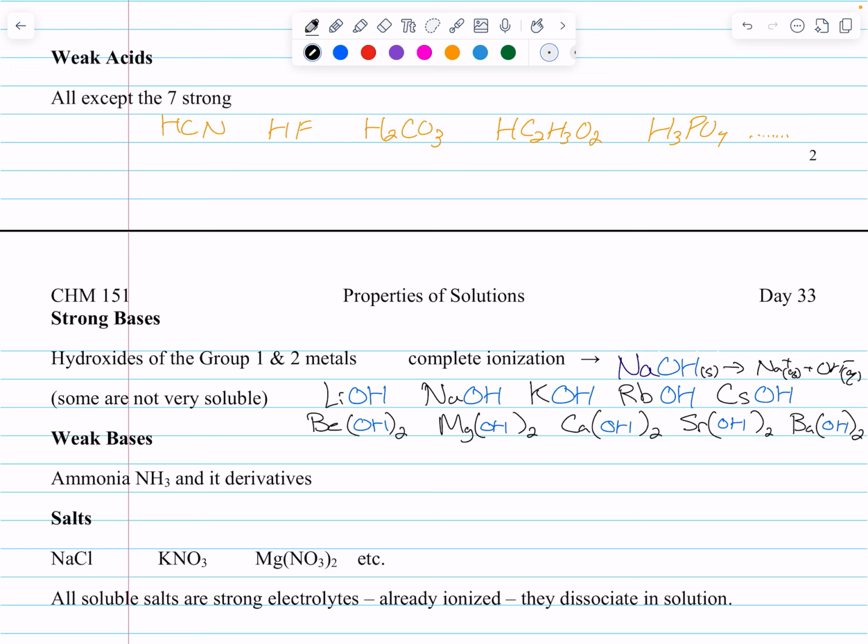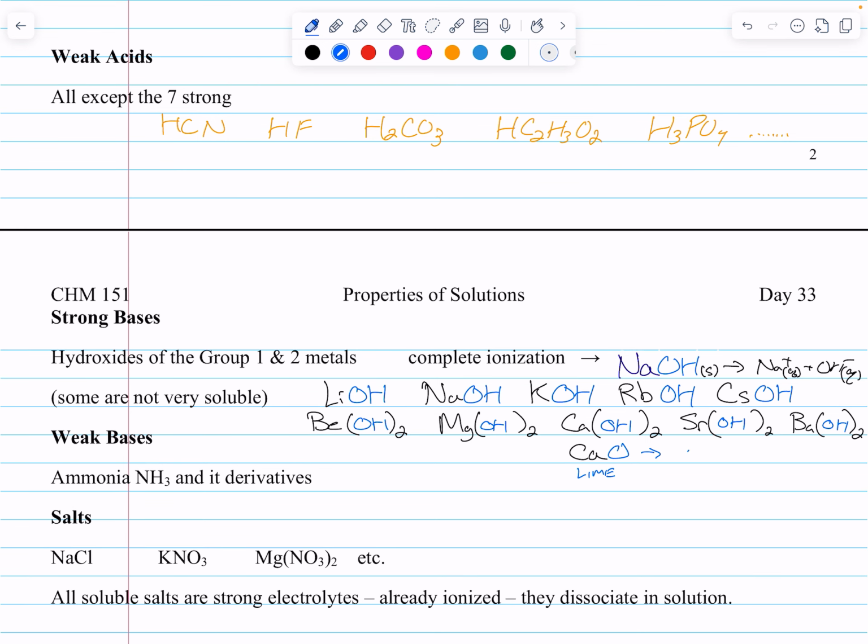Another one I want to talk to you about, CaO, calcium oxide, which is lime, is probably one of the most important strong bases, because when this separates, you get Ca2 plus and O2 minus, and then the O2 minus reacts with H2O here to give you 2 OH minus. So it's very similar to calcium hydroxide in that sense.